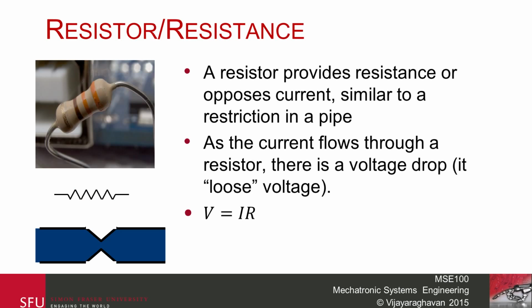The most common component that you will encounter in a circuit is known as a resistor. A resistor provides resistance, or opposes current, and it's similar to a restriction in a pipe. Here is a through-hole resistor, and this here is the symbol for the resistance, and then this would be the analogy used in fluid or water flow. Essentially the water is flowing, and then there is a restriction which opposes the flow of water. As the current flows, there is a voltage drop, as the current that's flowing loses some of its energy, and this voltage drop is given by V equals IR, which is known as Ohm's law.